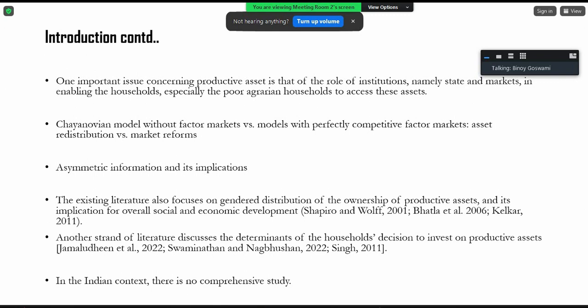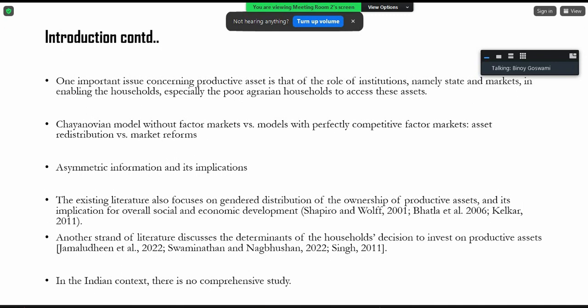Whereas on the other extreme, you have certain Walrasian models where the input markets are perfectly competitive. Particularly when the credit market is perfectly competitive, market reforms that enable households to utilize the services of these markets can deliver the same kind of results as state intervention. But as we know, in the rural context, for most of the inputs, markets do not exist. Even if they exist, there is a lot of imperfection. Asymmetric information is one of the problems. So the dominant view is that you will need some sort of state intervention.